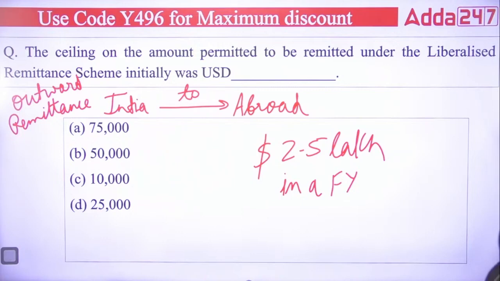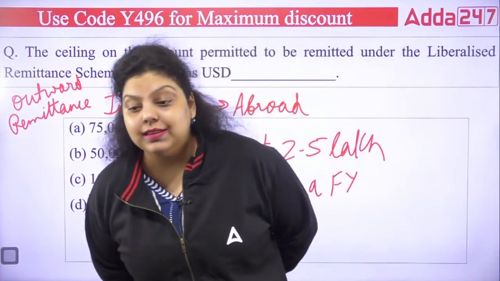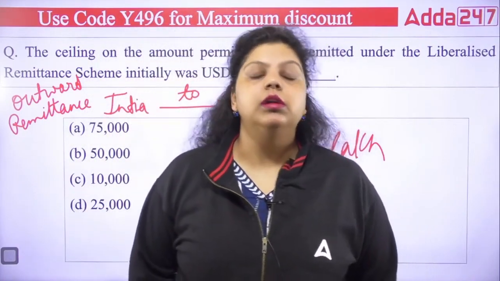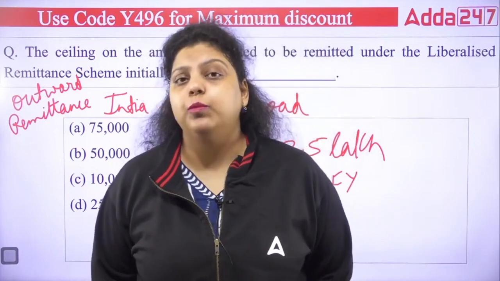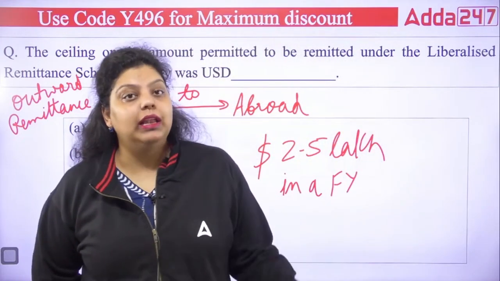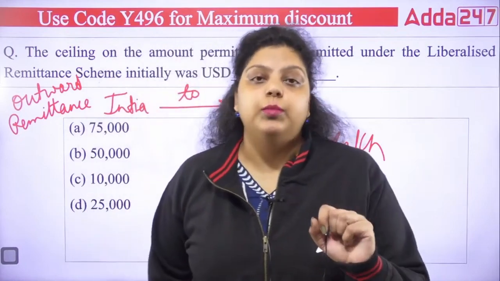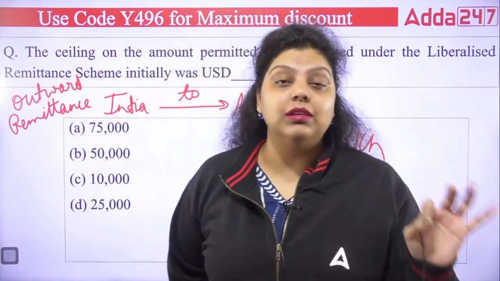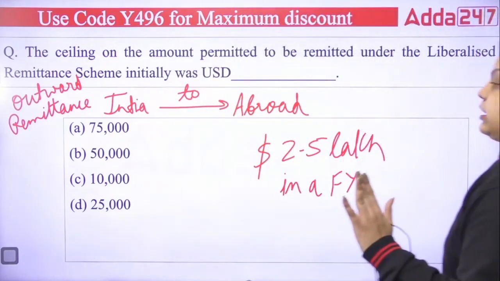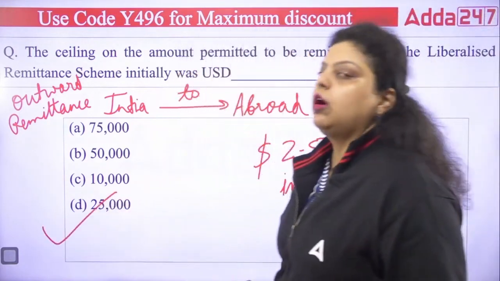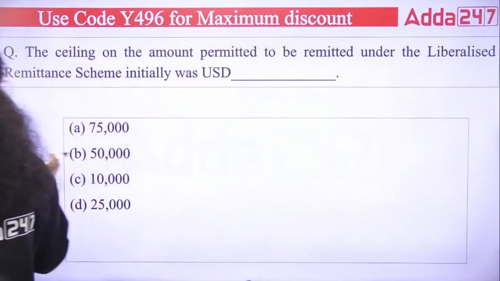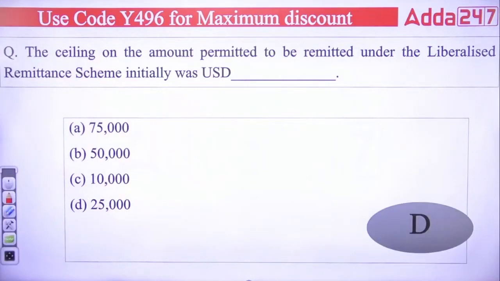Clear? And this can be transferred by the resident individual of the country, including minors. So this liberalized remittance scheme is not for corporates, trusts, Hindu undivided families, etc. It is only for resident individuals who are living in India, and that will also include minors. Minor means a person who has not attained the age of 18 years. Okay. So this is the amount right now, and how much was it earlier? $25,000. From $25,000 it has been increased to $2.5 lakh in a financial year. So your answer will be D.